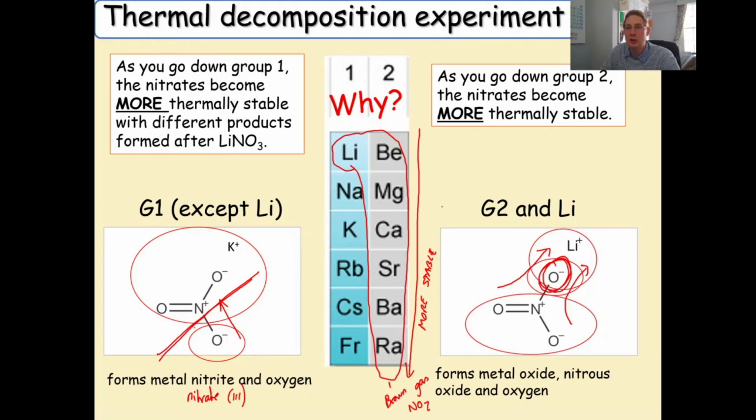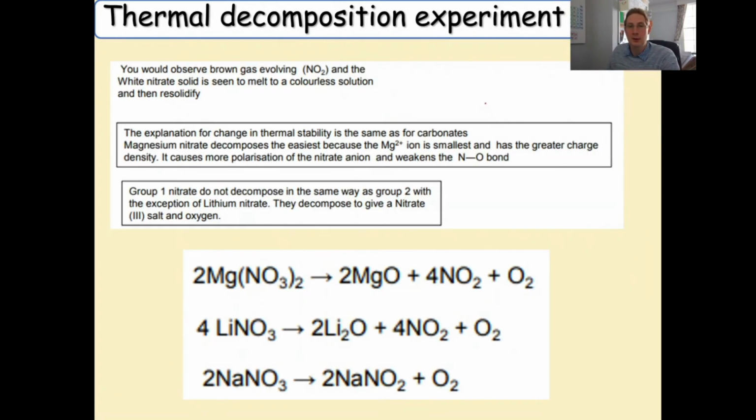Okay, so nitrate is often called a nitrate(V), but a nitrite is sometimes called the nitrate(III). The explanation for the change in thermal stability is the same as for carbonates. Magnesium nitrate decomposes easiest because the magnesium ion is smallest. So these are the highlight key points: smallest, greater charge density, more polarization of the anion, weakens the bond. Okay, so if you can remember those 4 points, you're doing well.